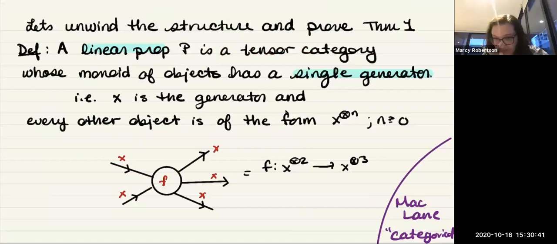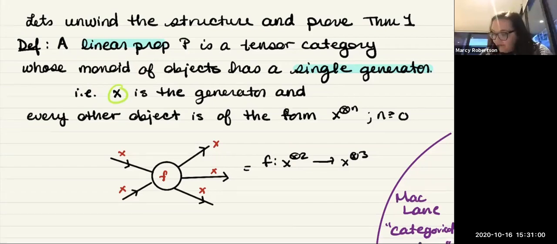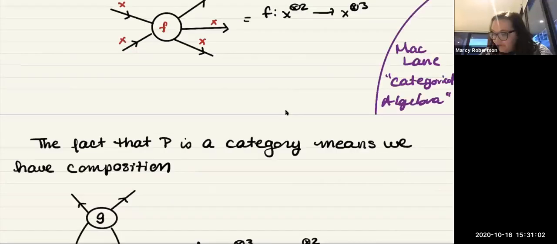It just means that I have one object I've declared to be the generator X. I've declared some object to be a generator, and every other object is of the form X tensor N, right? Where if N is 0, it's just the unit. So I just have one object and I just tensor it up over and over again.